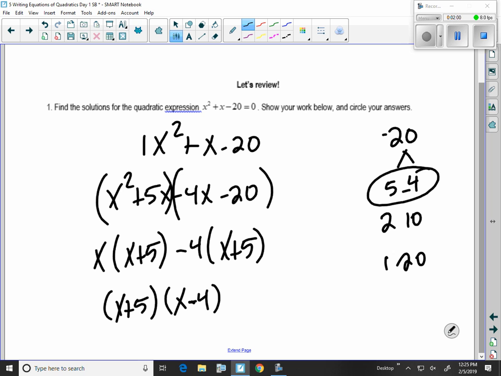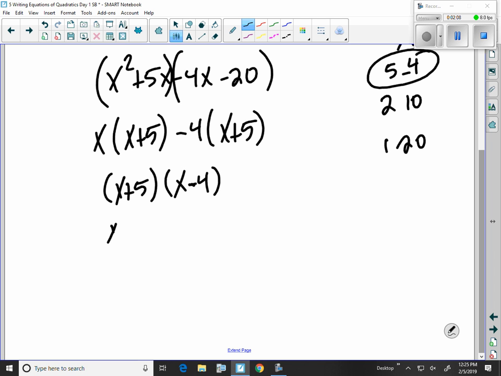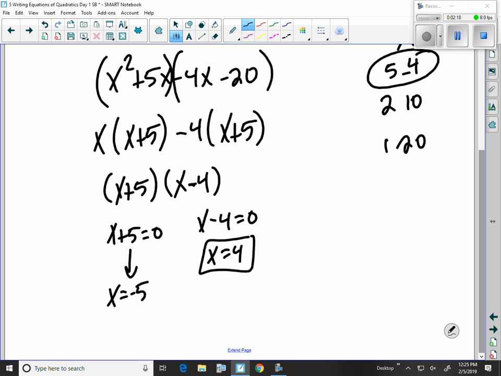Okay, so when we get here, to solve is when we use our zero product property. So we're going to set both equal to 0, and we're going to solve them. This is old news, right? We've been doing this already. So we get x equals negative 5 and x equals 4.